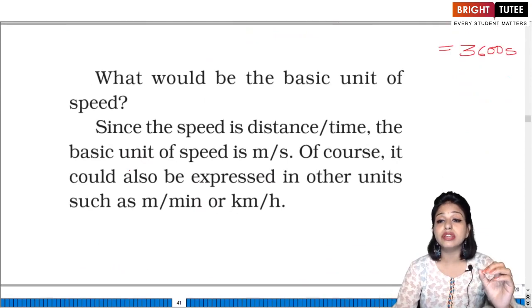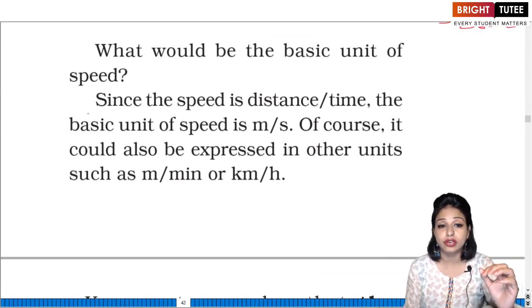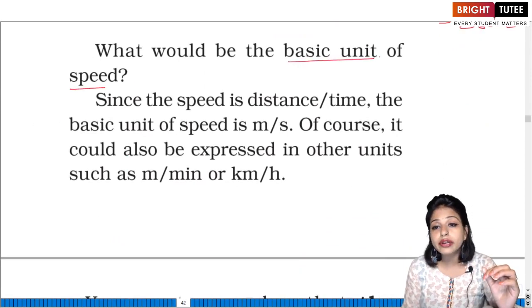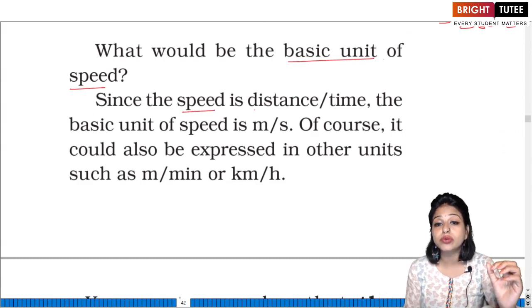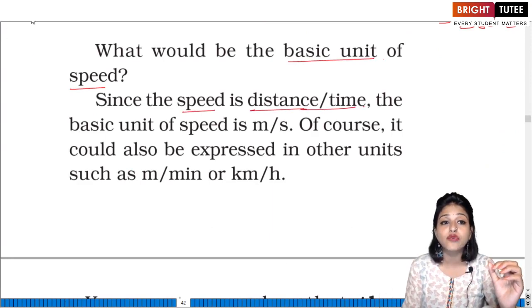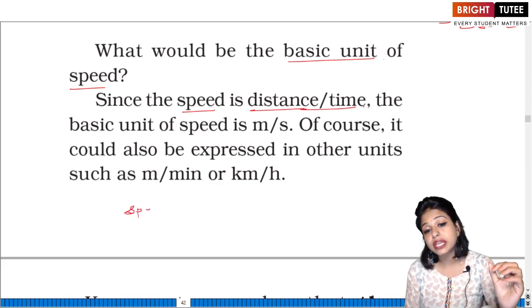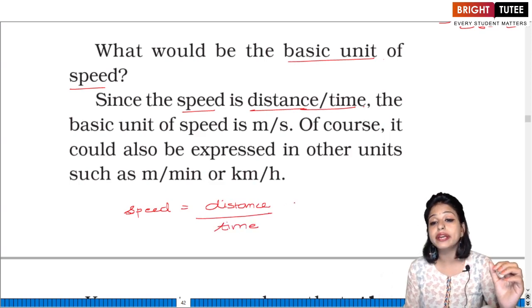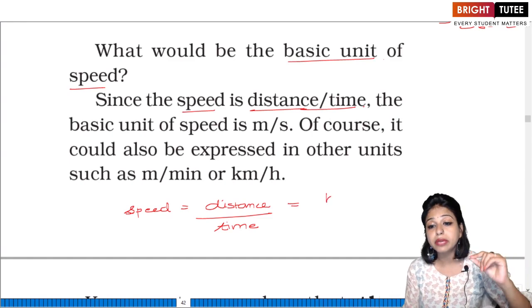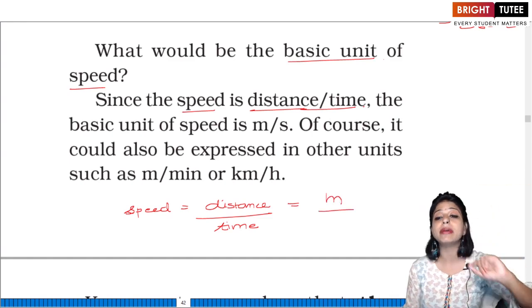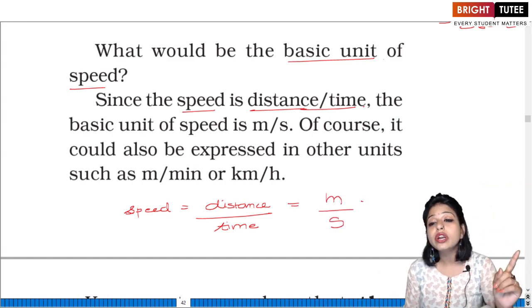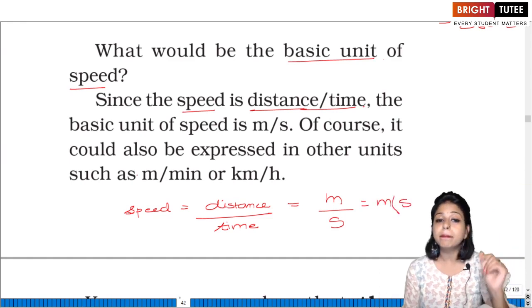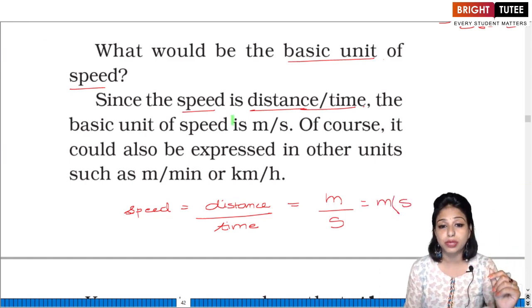Now we come to defining the basic unit of speed. People, we already got to know that speed is equal to distance upon time, right? This is the formula that we have referred to: speed is given as distance upon time. Now when I write distance upon time, I already know my distance is measured in meters and I just got to know that the basic unit of time is seconds. So what do you think should be the unit of speed? The basic unit of speed comes out to be meter per second.